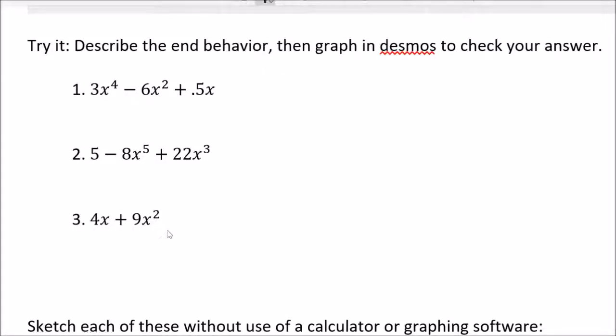So let's try these. I'm going to ask that you use your learning so far, use the chart that you have in your notes, and try it. Describe the end behavior of these, then graph them to check your answer. I am going to come in and fill in the answers here in just a second, so give it a pause and see what you can come up with on your own.